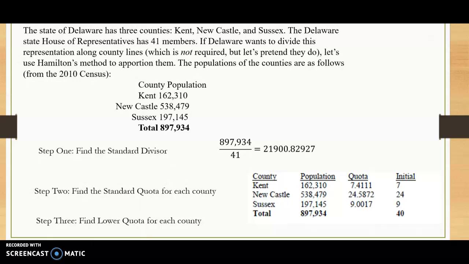So then we want to consider these quotas and look at the lower quota. So that's like imagining the decimal is not there. So we take 7 plus 24 plus 9, and we end up with 40 representatives. So we're short 1. So this is where the difference is between Hamilton's and Jefferson's.